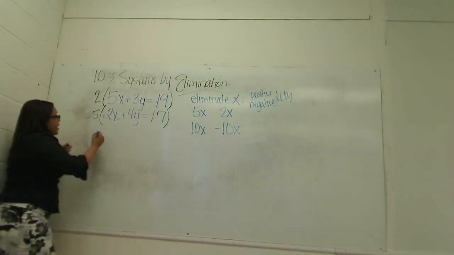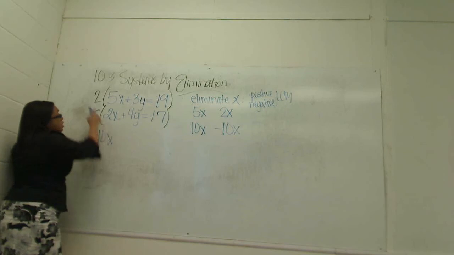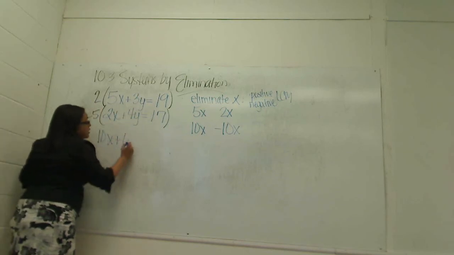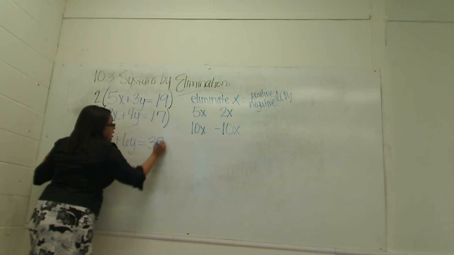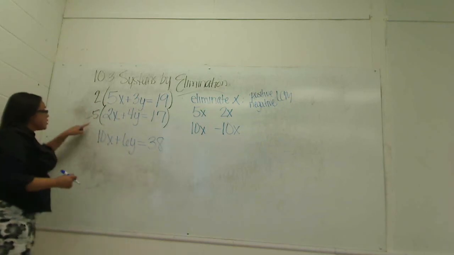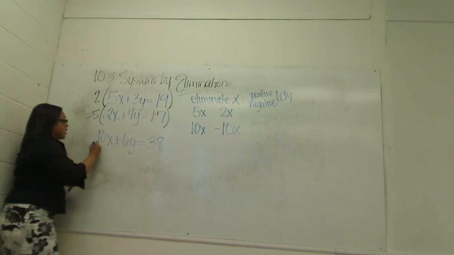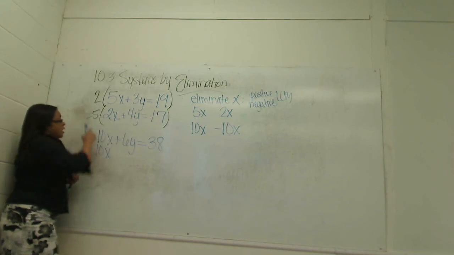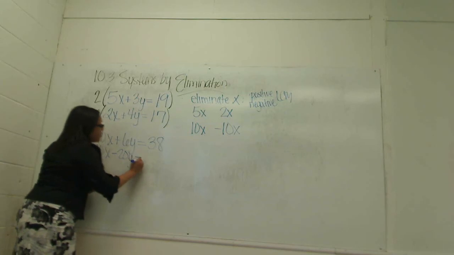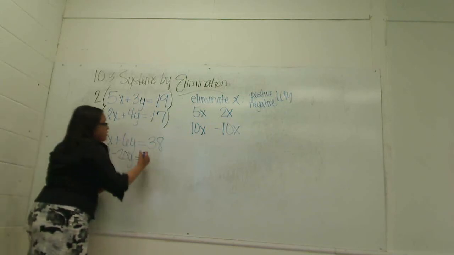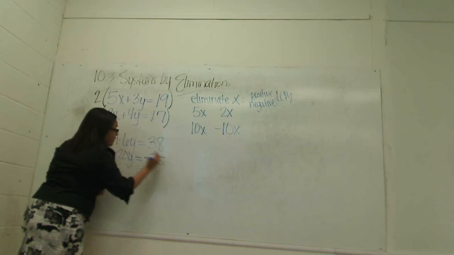2 times 5x is 10x. 2 times 3y is 6y. 2 times 19 is 38. Negative 5 times 2x is negative 10x. Negative 5 times 4y is negative 20y. Negative 5 times 17 is negative 85.